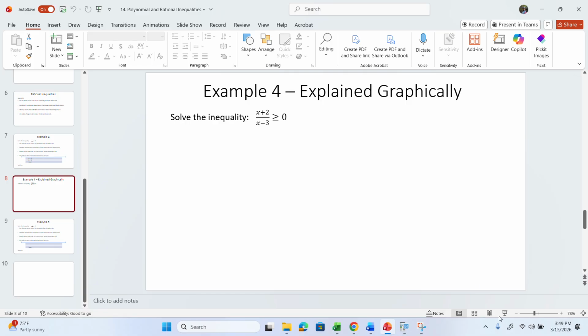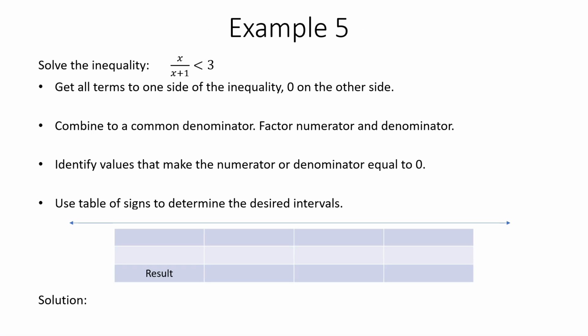Let's get back to the PowerPoint. Okay. Let's try this one. This one's set up a little different. It says solve the inequality: x over x plus 1 is less than 3. Now, we need to get all terms to one side of the inequality and 0 on the other.